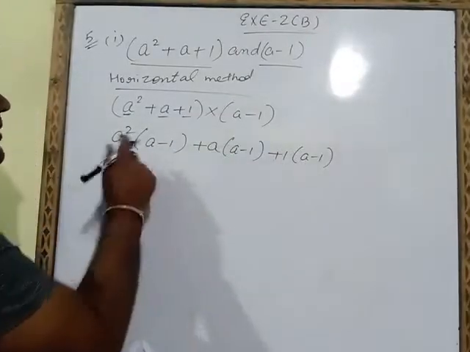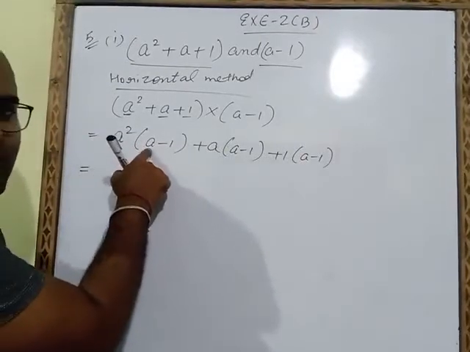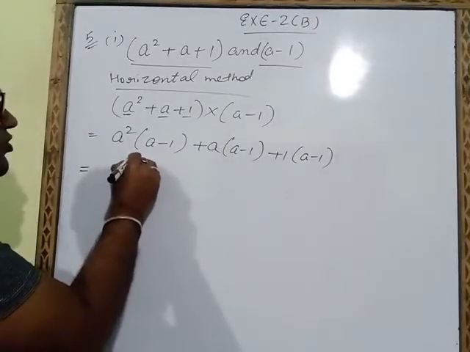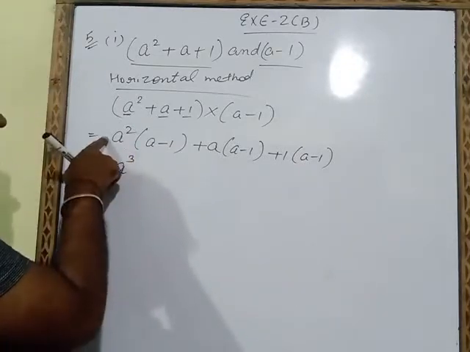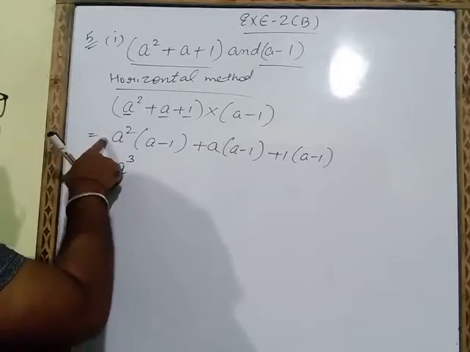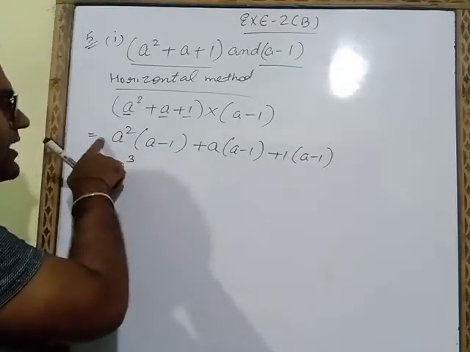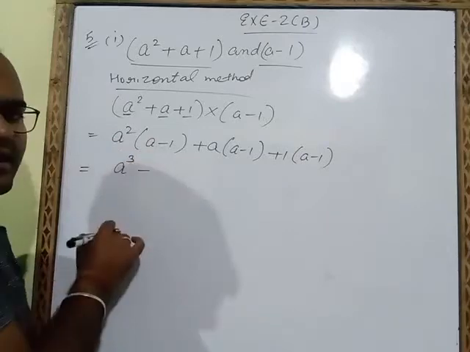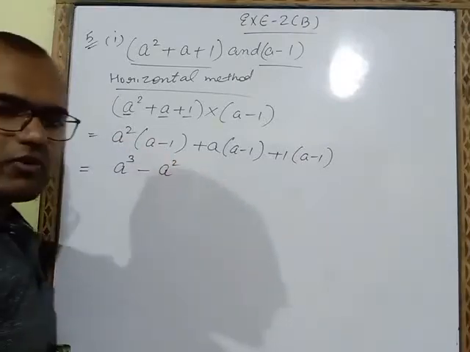Now we have to open the bracket. a square multiplied with a will become a cube, a power 3, plus a square. On the left of a square no sign is there, that means this is plus a square. Plus multiplied by minus will be minus. a square into 1, the answer will be a square.